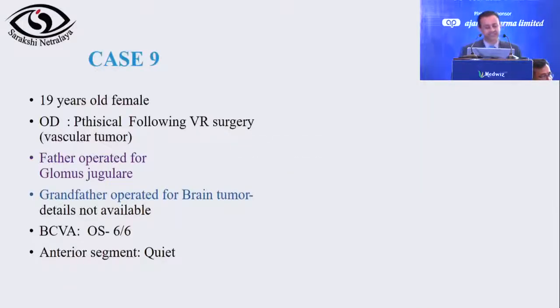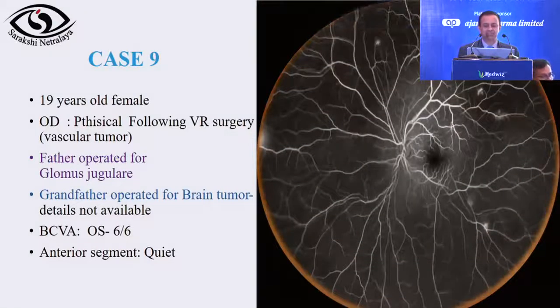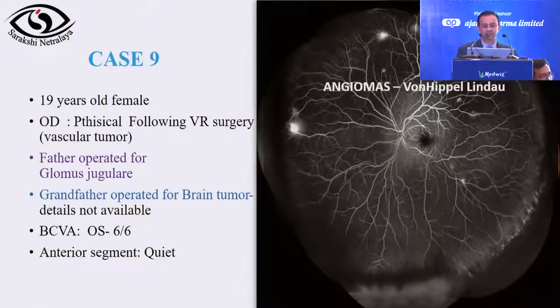Now, this is another case. This is a girl who was referred to us, whose father was operated for a vascular tumor. Grandfather had brain surgery, and she had a one-eyed vision. And this is the picture which we saw. We advised angiogram, and on a standard fundus, this is 100-degree, we would have missed these vascular tumors. And you can see this is an ultra wide field where you can see multiple tumors. So this is a case of angiomas, von Hippel-Lindau.